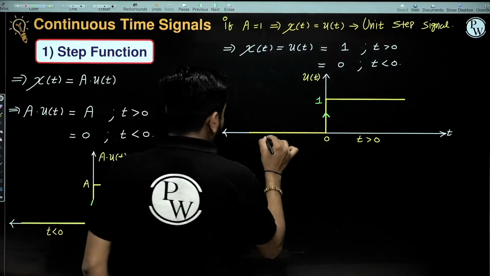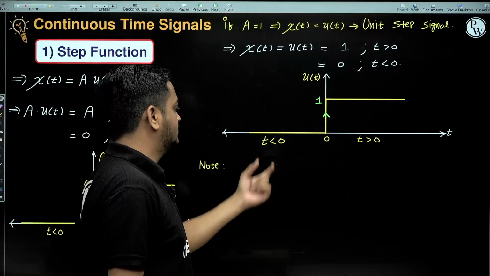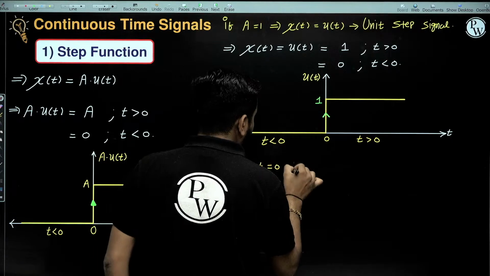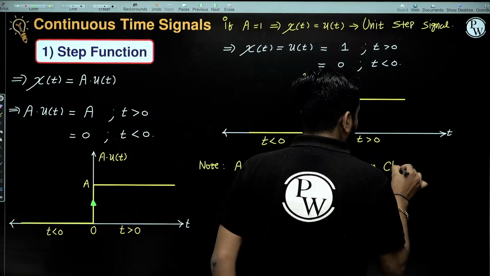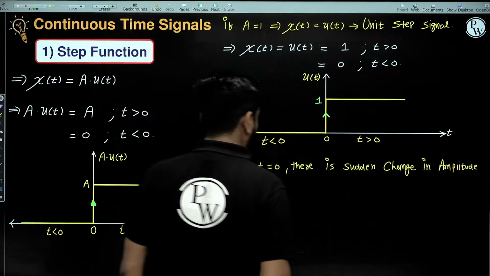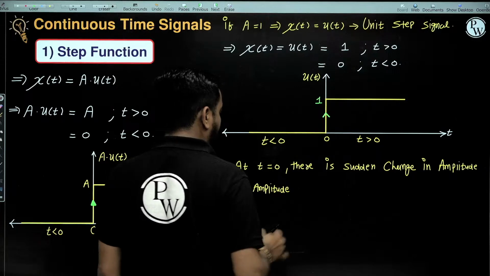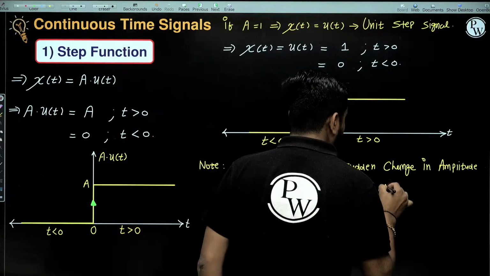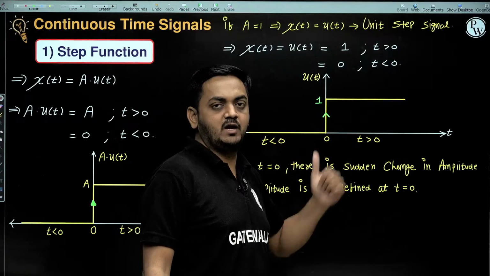So what can we write here, guys? Note: at t equal to 0, amplitude is not defined, because there is a sudden change in amplitude, there is a discontinuity in amplitude, guys. Amplitude is not defined at t equal to 0. Okay. Now this amplitude can be negative also, guys. This amplitude can be negative also.